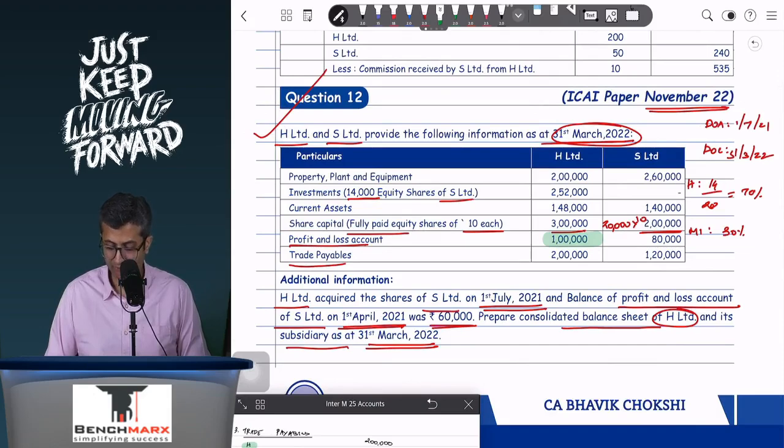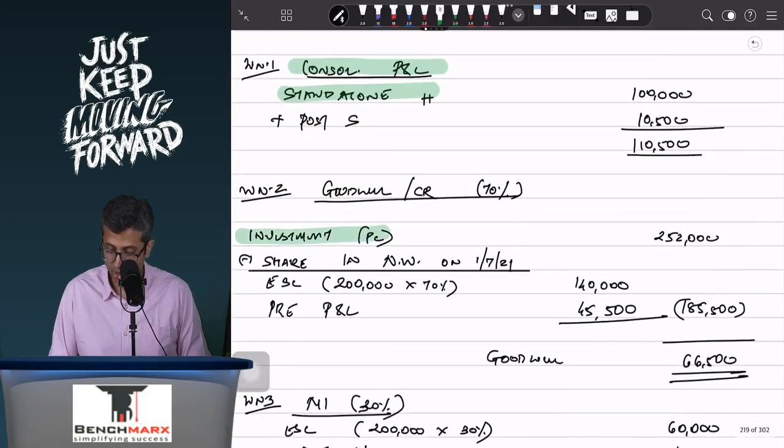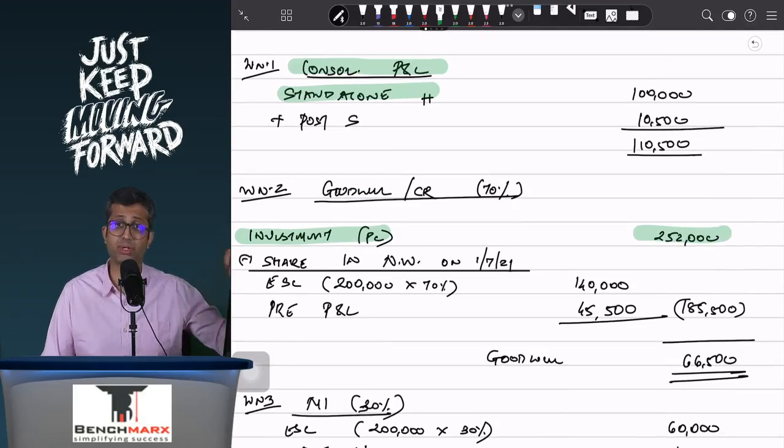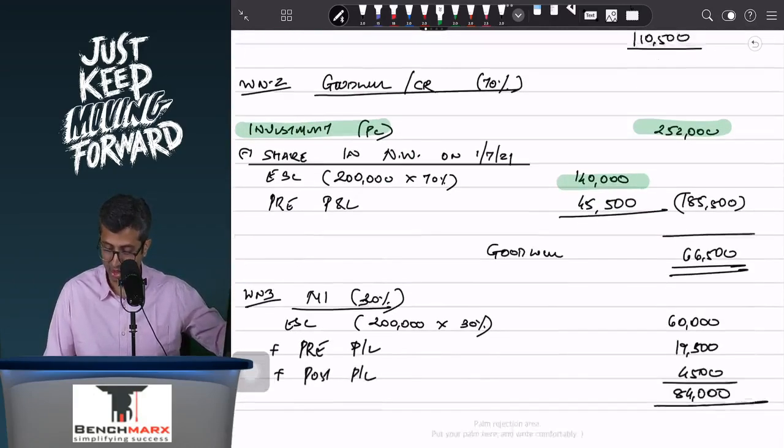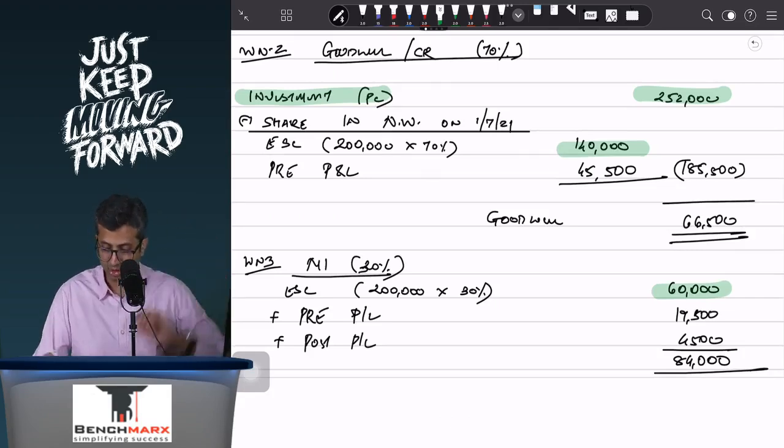Then you go to working note 2, which is investments. You'll start at 2,52,000. This is your investment. Working note 2, 2,52,000. Then you take your share. In the share capital, 70% of 2 lakhs, 1,40,000 over here, 60,000 in minorities. And then you come to the crux of the question where you will attribute the profits.